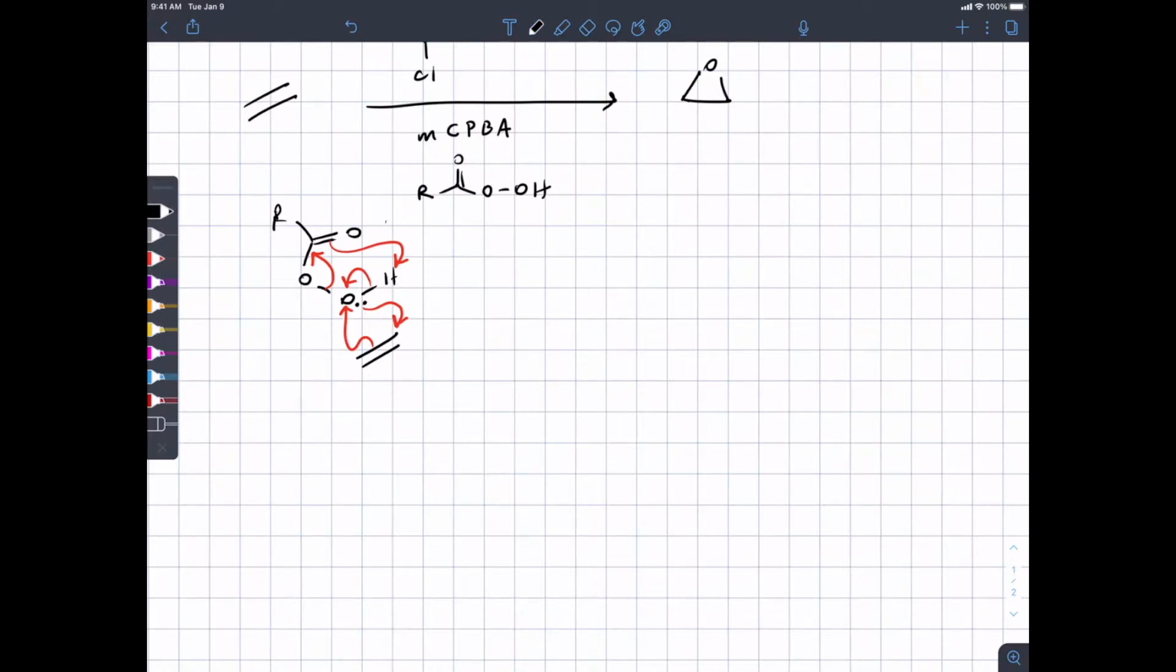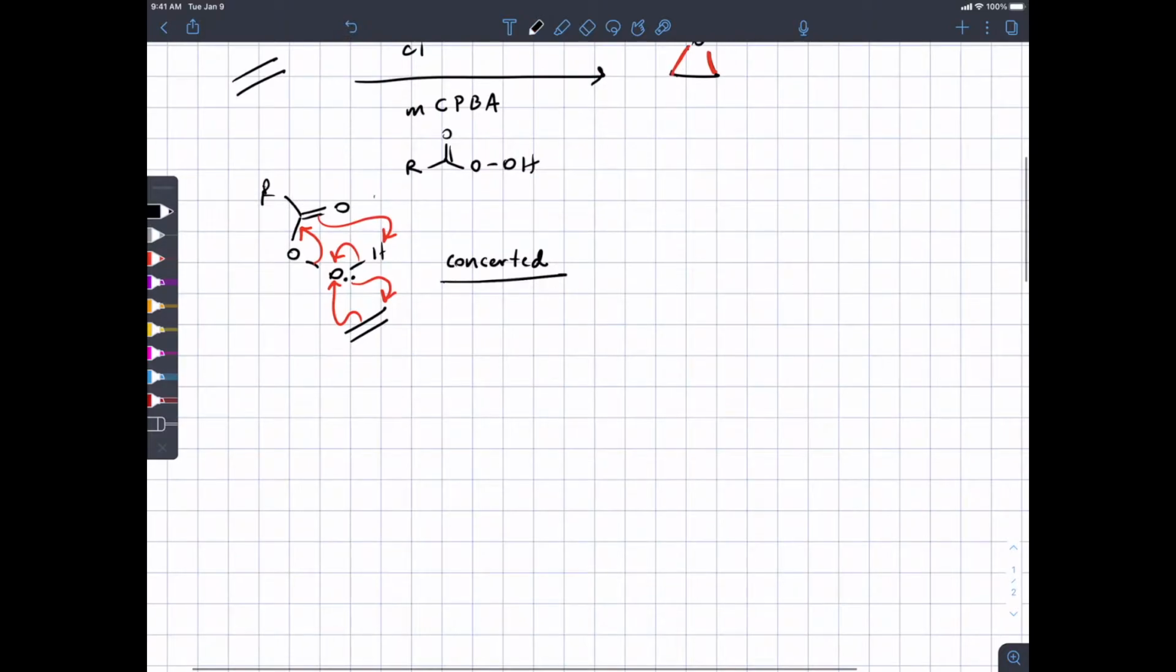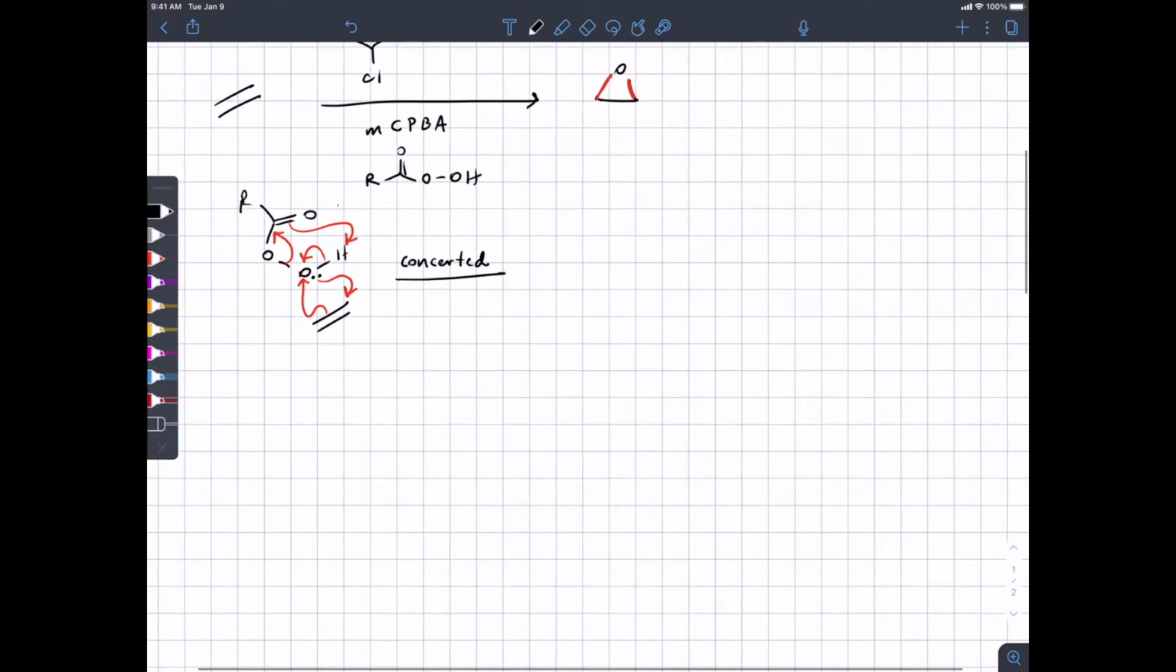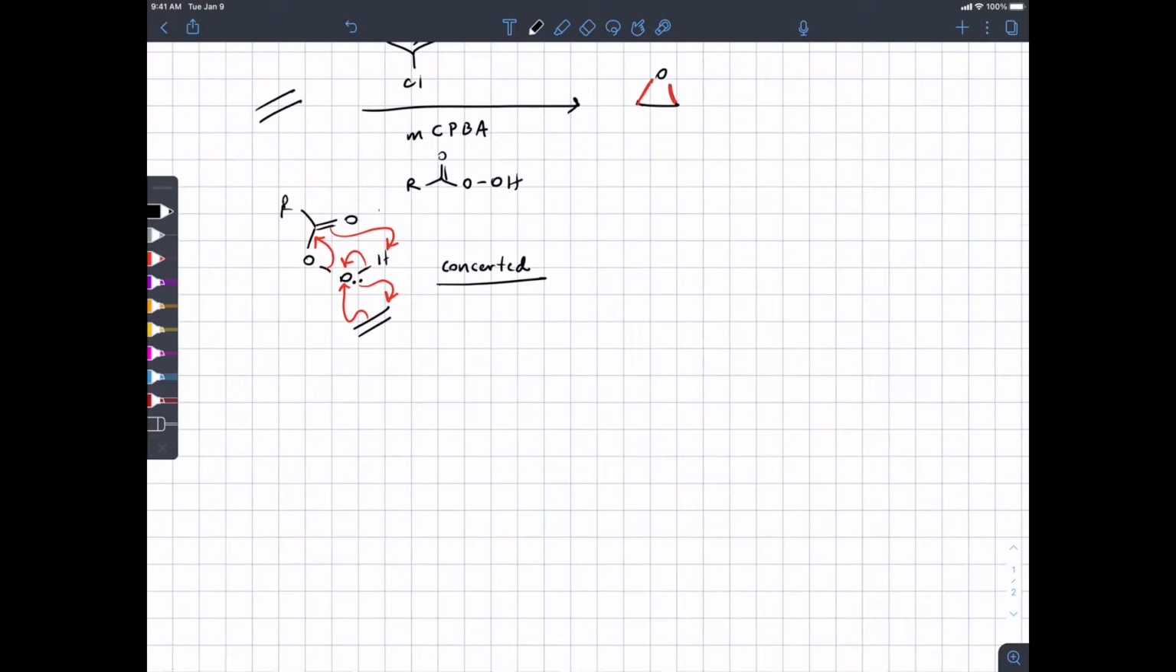Some people call it a butterfly mechanism, and I think you have to turn your head to the side and be somewhat tired in order to see that. The reaction, though, is concerted. You form these two bonds at the same time. And what that means is the stereochemistry of your alkene determines the stereochemistry of your product.